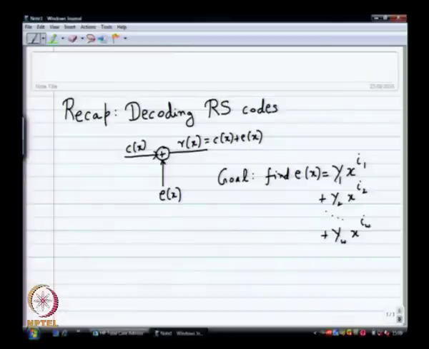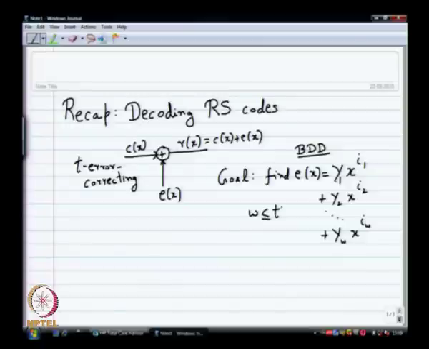So that is the first simplification, the bounded distance decoder assumption. When I say BDD, it is bounded distance decoding. So you make that assumption, and if your RS code is, let us say, T error correcting, we usually assume that this w is less than or equal to T. So you have at most T errors.